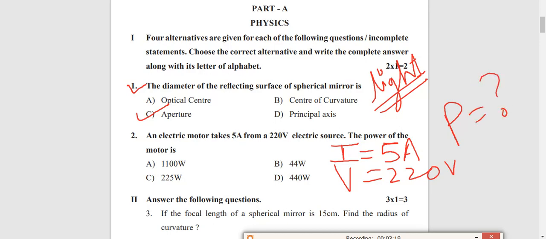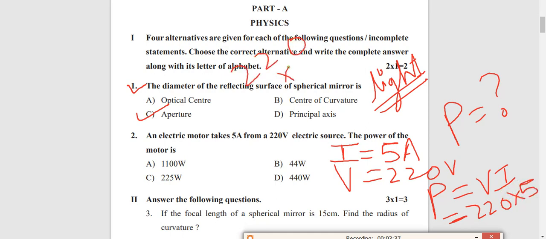So what is the formula to find the power of the motor? That we should know, then only we can solve the question. Power P is equal to V into I. Power is equal to potential difference into current. So potential difference is 220 and current is 5. So 220 into 5, how much do we get? 5 zeros are 0, 5 twos are 10, carry 1, 5 twos are 10. 1100 watt, because the unit of power is watt.